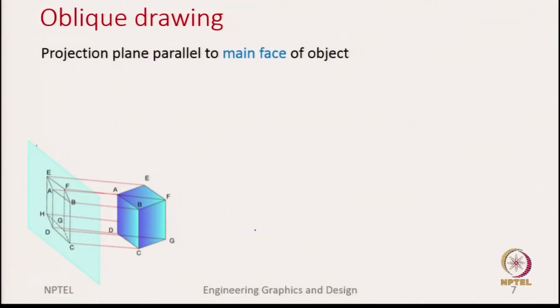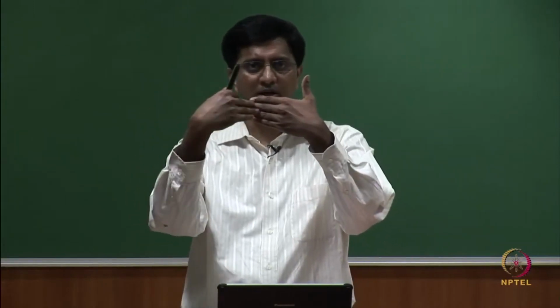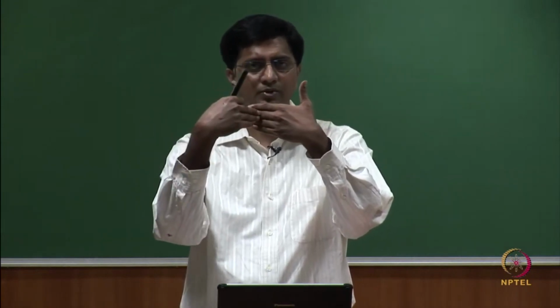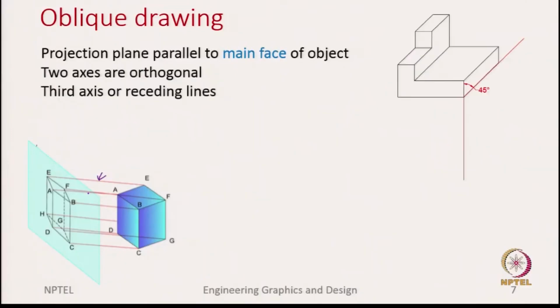Okay. So, now we come to the second category of these pictorial drawings, called the oblique drawings. Oblique drawings, as we already mentioned, are ones where the projection lines are parallel to each other, but the only difference is that when they cross the projection plane, they meet it at an angle, not perpendicular to the projection plane. So, let us look at our solid and see how it looks in the oblique.